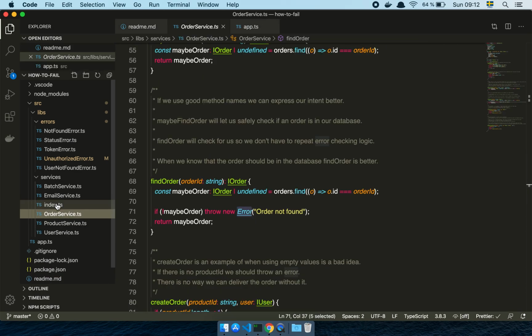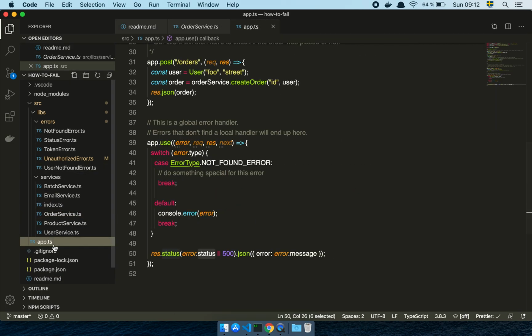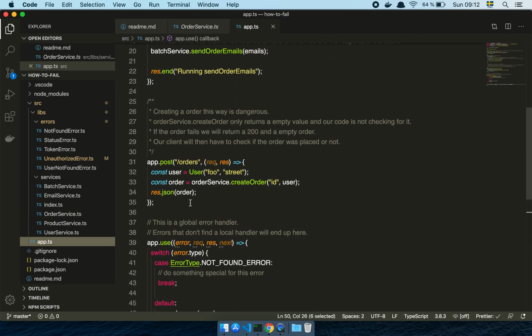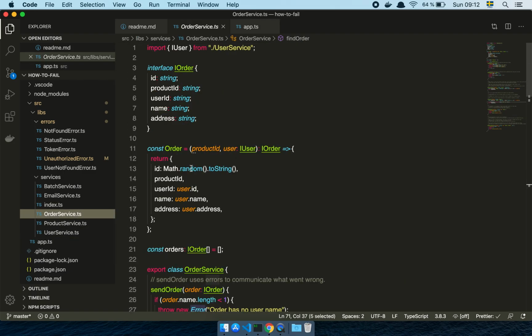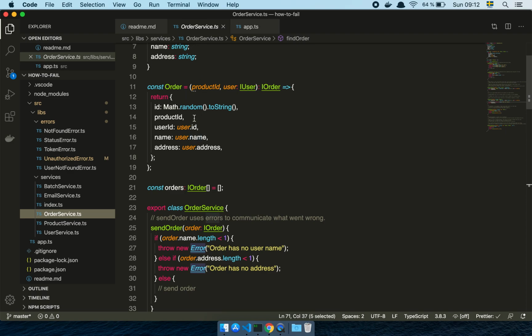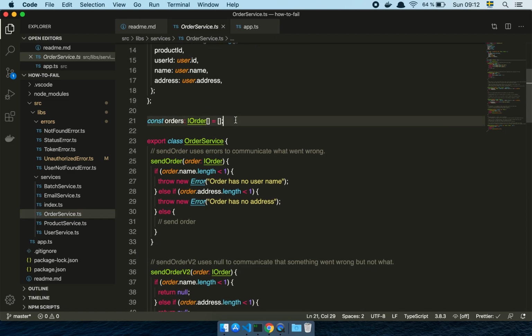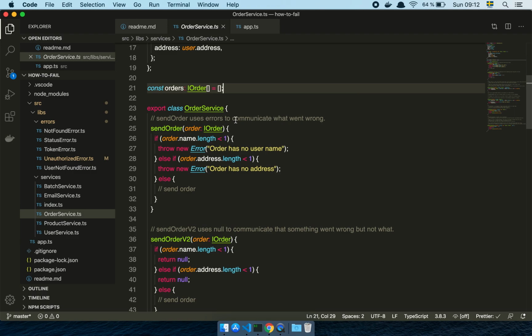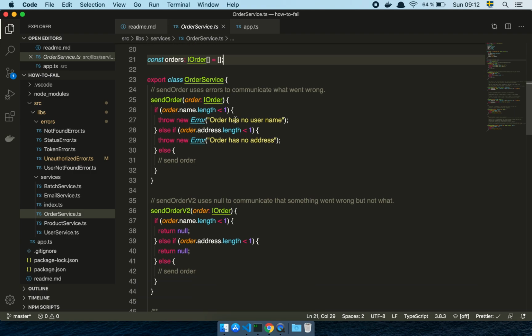I have an order service here. I think I even have an entry point here. Yes. So here we're just going to create a user, and we're going to create an order. And let's have a look at this. So here is an order, and here's a constructor or a function to create the order, and here's an empty list of orders that I'm just using for demo purposes.